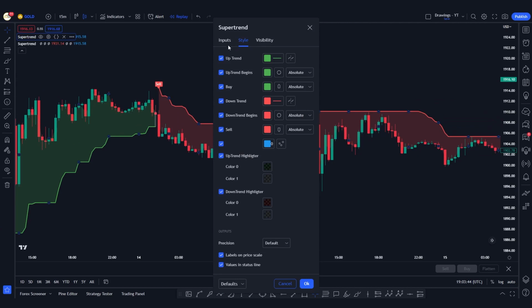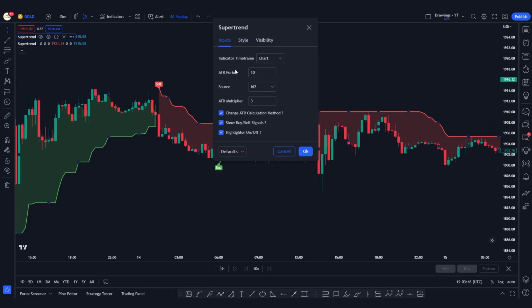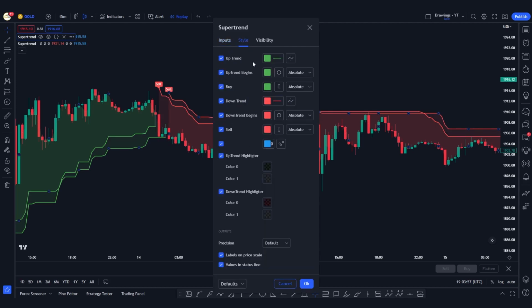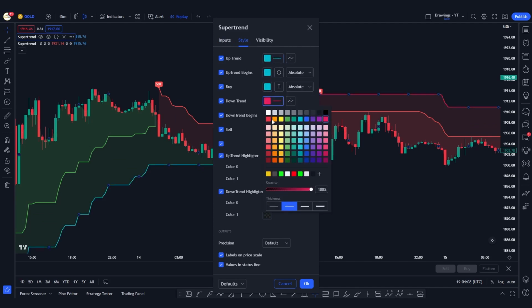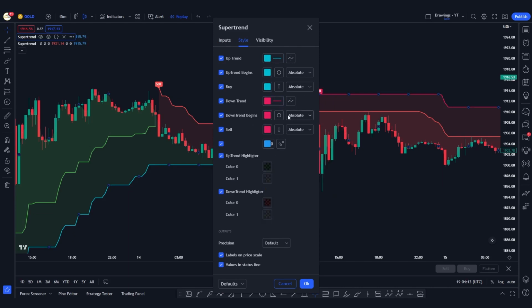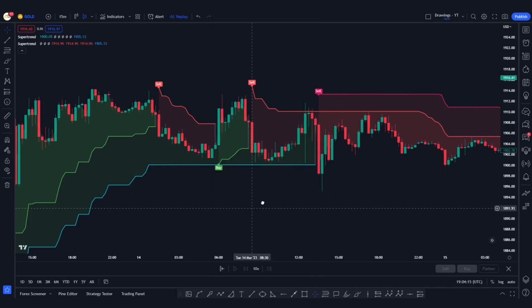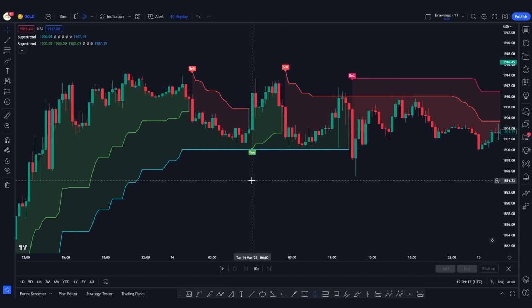Inside the settings of the indicator, let's go towards the inputs tab, and here we're going to change this ATR period from 10 to 20, and also we're going to change this ATR multiplier from 3 to 5. Once these changes are done, let's go towards the style tab, and here we want to change these green colors to sky blue, and we want to change these red colors to almost pink. Once these changes are done, let's hit OK, and now let's talk about how you can trade using this indicator.